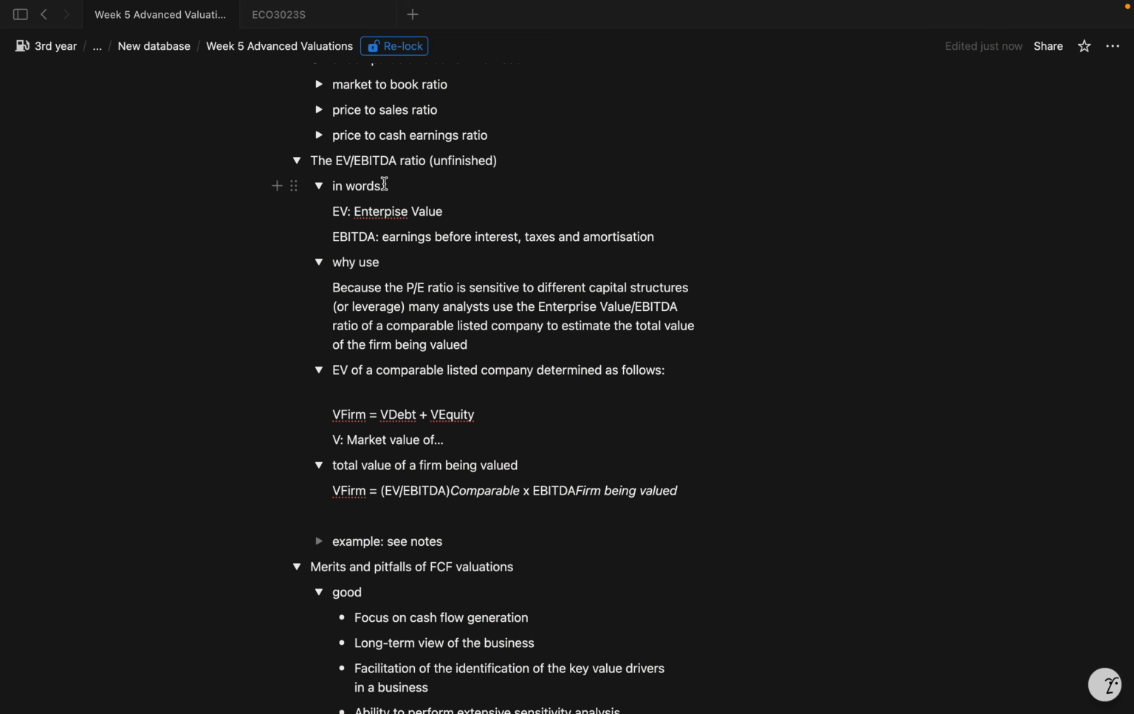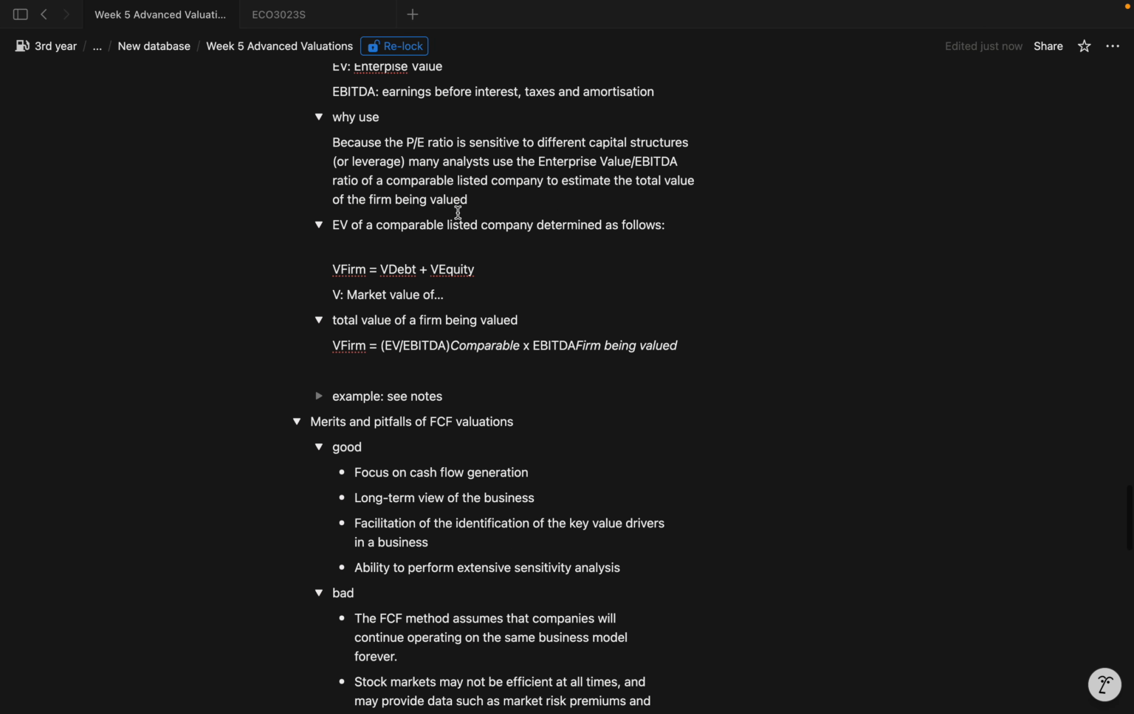So the enterprise value and the EBITDA is the earnings before interest, taxes, depreciation, and amortization, I believe. Sorry, I think I might have missed adding that. We use it because the PE ratio is sensitive to different capital structures or leverage. And so many analysts use the enterprise value to EBITDA ratio of a comparable listed company to estimate the total value.